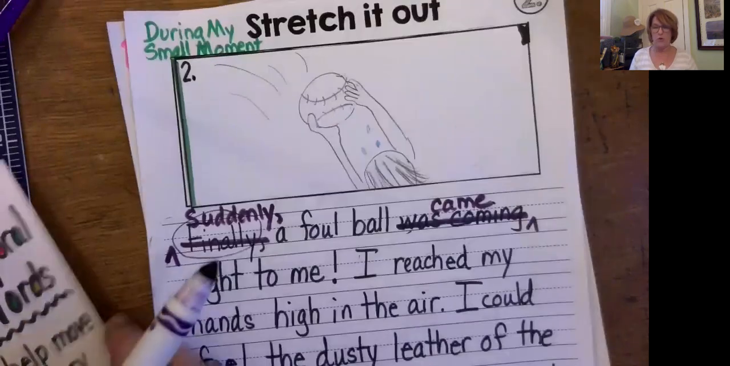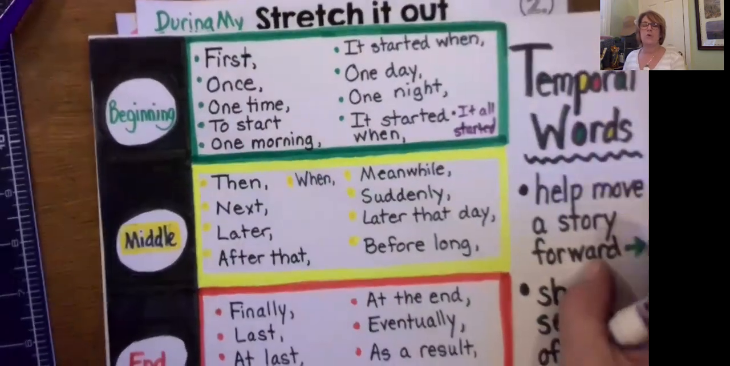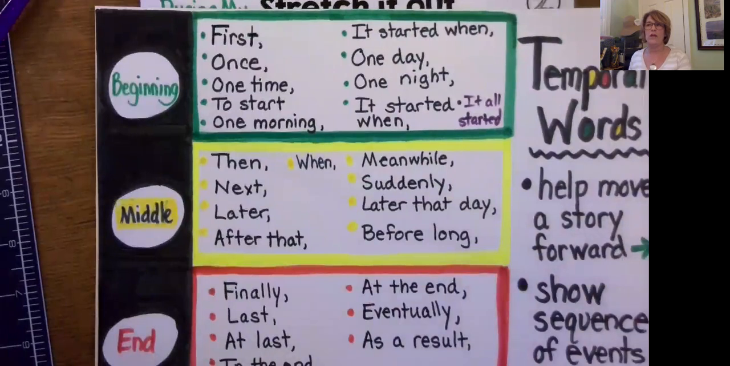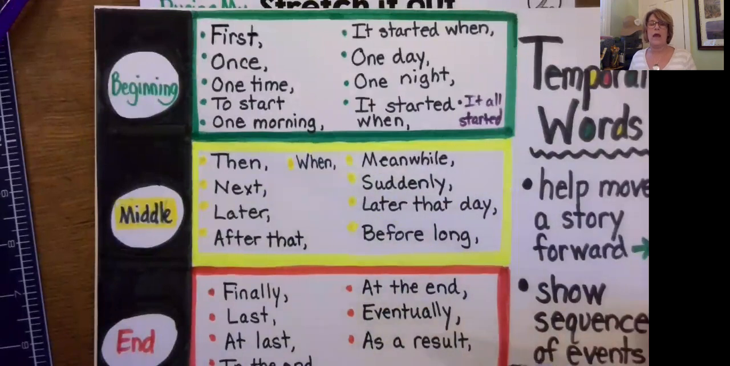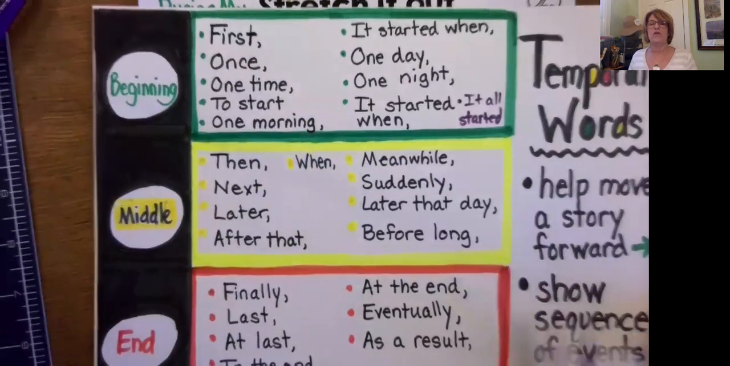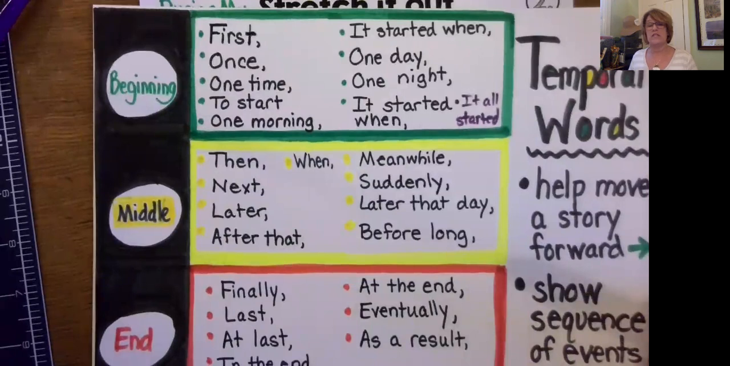Okay. I'm going to put the chart back up, and I want you to put me on pause, and I want you to read your middle and see if there's a temporal word that you can add into your middle right now. If you're working with an adult, maybe they can help you figure out a word that's not even on here. These aren't all the temporal words. So put me on pause.